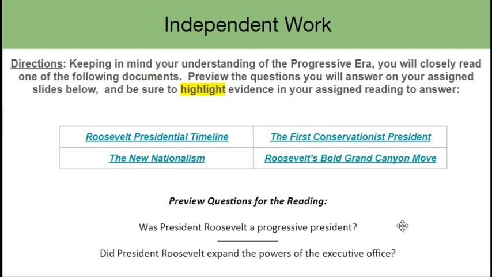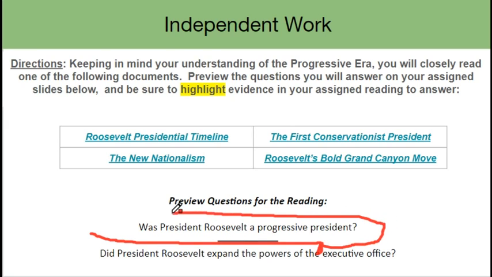Now, I just want to point something out to you. These preview questions, we're not going to work with both questions. I don't want you getting mixed up. Even though I'm going to show you, because your teacher may present it to you that way. We are working with this question. Was President Roosevelt a progressive president? Meaning, was he typical of the Progressive Era? Did he help the United States progress and move forward? Or did some things decline and go back? That's the question that we're going to look at.